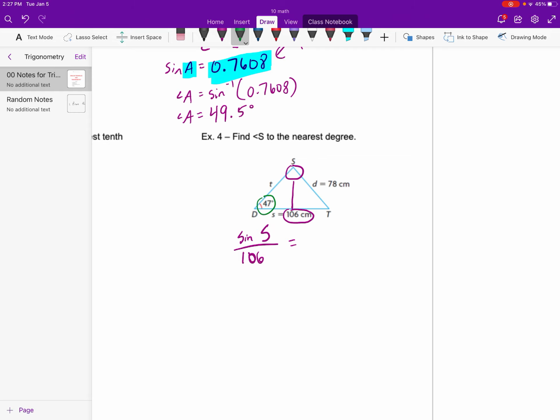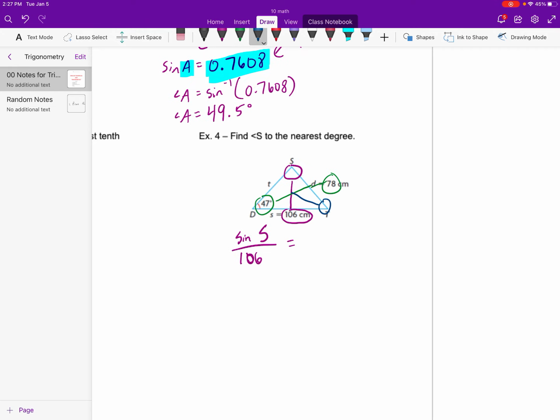Now we want to find one of the angles and the opposite side that we can use. So we have 47 and 78 here. Or we could use this, which is unknown, and this, which is also unknown. So let's not work with T. Let's work with D. So here we would have sine. Again, you have to put the angle on top because this one has the angle on top. So sine of 47 over 78. All right, our setup is ready.